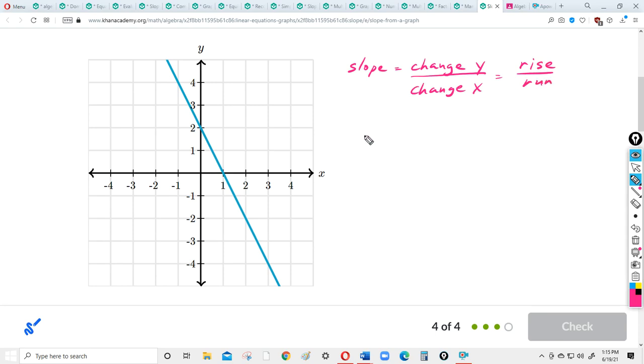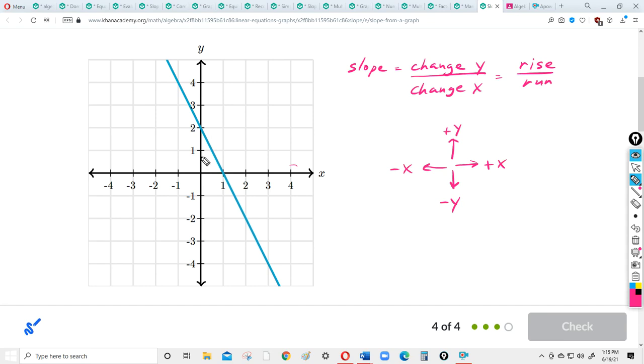Alright, so remember, of course, the y-axis is the up-down part. The x-axis is the left-right part. If you go up, that is in the positive y direction. If you go down, that's in the negative y direction. If you go right, that's in the positive x direction. And if you go left, that's in the negative x direction.